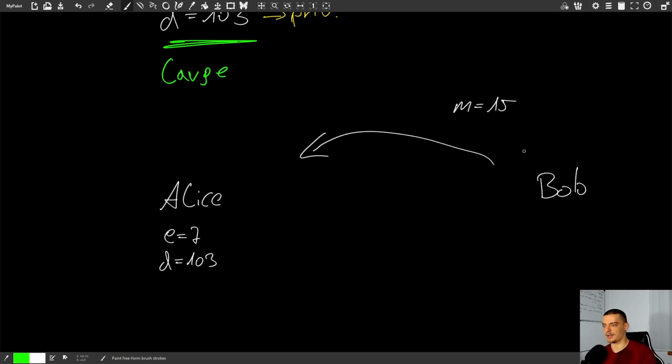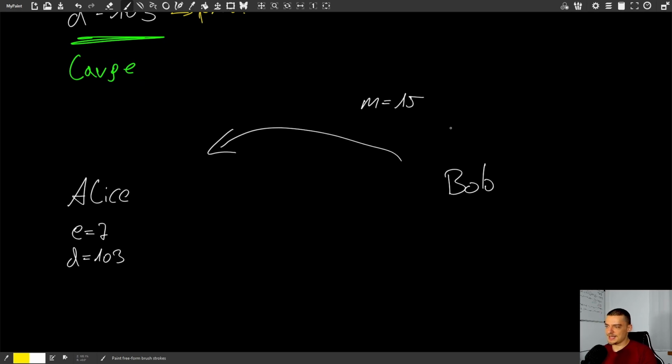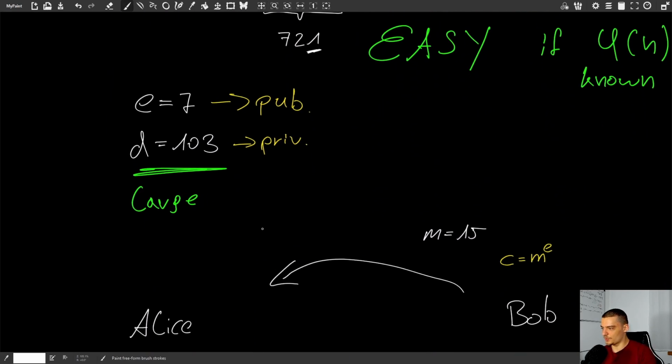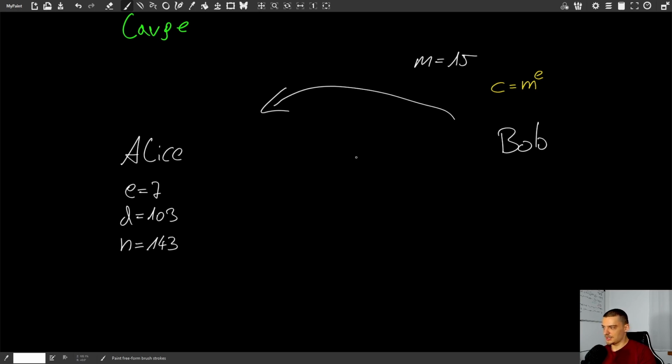So what Bob does is he applies a formula for encryption. The formula for encryption is that the ciphertext C is the result of taking the message M, which is 15 in our case, and taking it to the power of E, which is the public key. And of course, Bob also knows N, since it's not private, it can be shared with everybody. N in our case was 143. This is also public information. So Bob says 15 to the power of 7 modulo 143. That is the calculation that Bob uses to get the ciphertext.